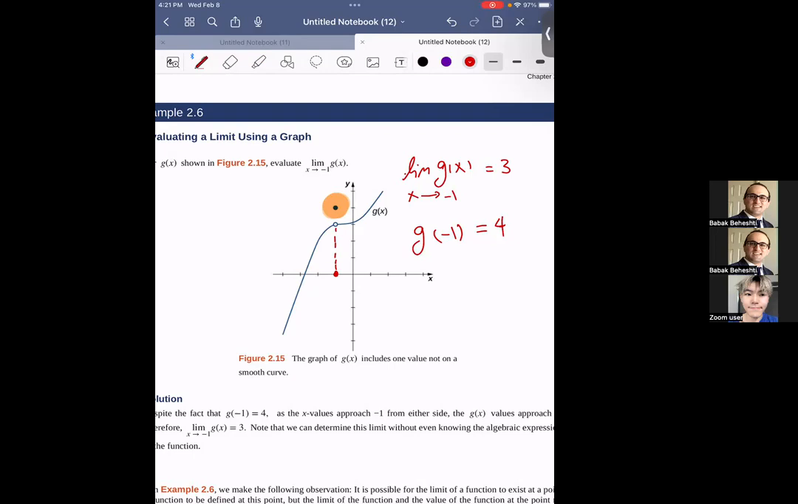So if the limit equals the value, we say that the function is continuous. Later, I will repeat this again. So if the limit is equal to the value of the function, we say that the function is continuous. What if the limit doesn't equal the value of the function? We say that the function is discontinuous or is not continuous.